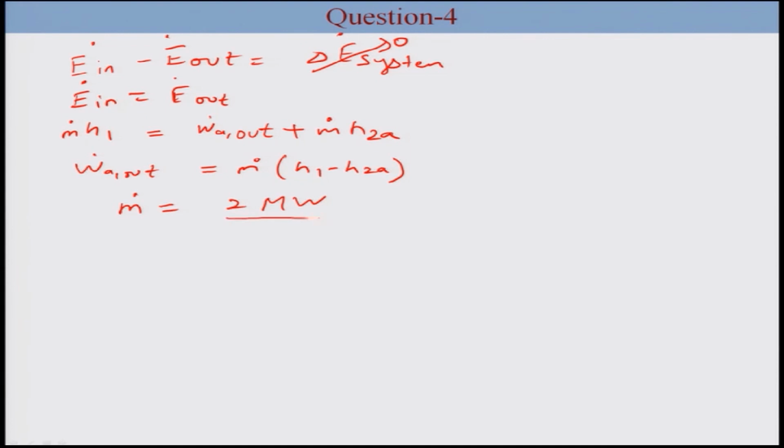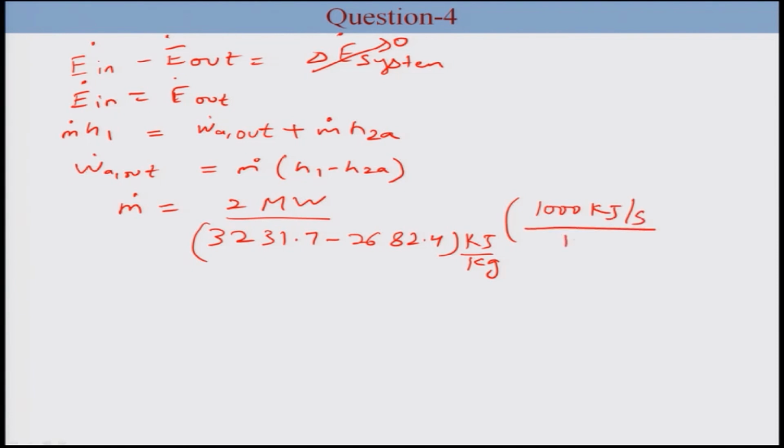From this, m dot is equal to 2 megawatt, which is the work output, divided by 3231.7 minus 2682.4, and this is in kilojoule per kg. Also, for making units consistent, 1000 kilojoule per second is equal to 1 megawatt. So, this gives a mass flow rate of 3.64, which is the flow rate of the steam flowing through the turbine. So, we will end this lecture here. Thank you.